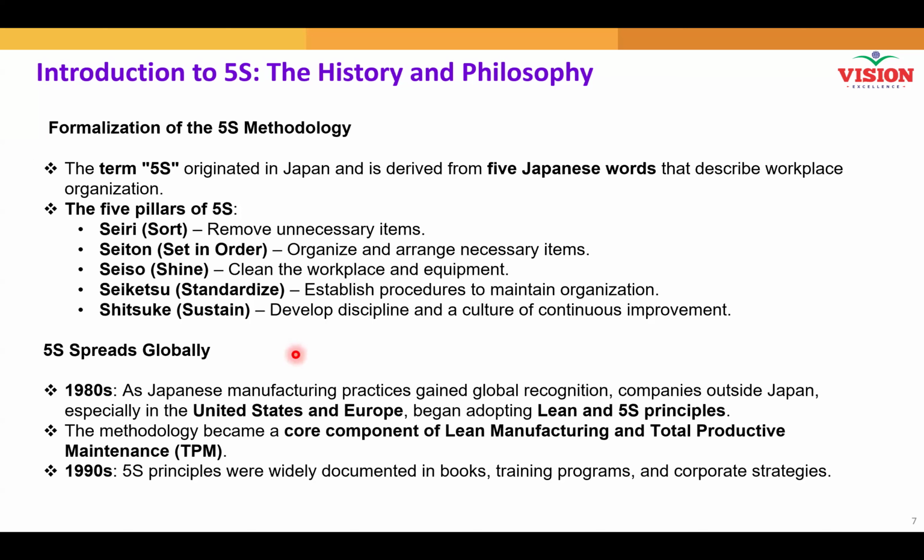And then this thinking started spreading from 1980 onwards, because that's the time lean became popular and gained global recognition, with companies outside Japan also. Especially the US and Europe started adopting lean as well as 5S principles. And why has 5S become very popular? Because it is very easy to understand and implement. All of us furnish our houses nowadays, isn't it?